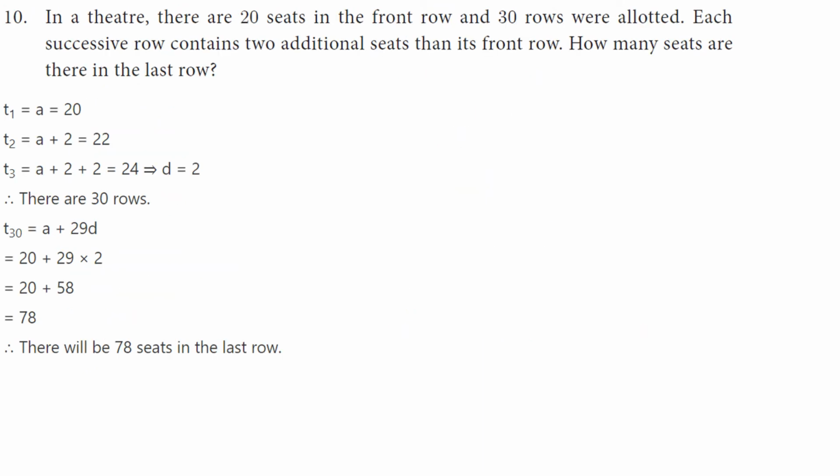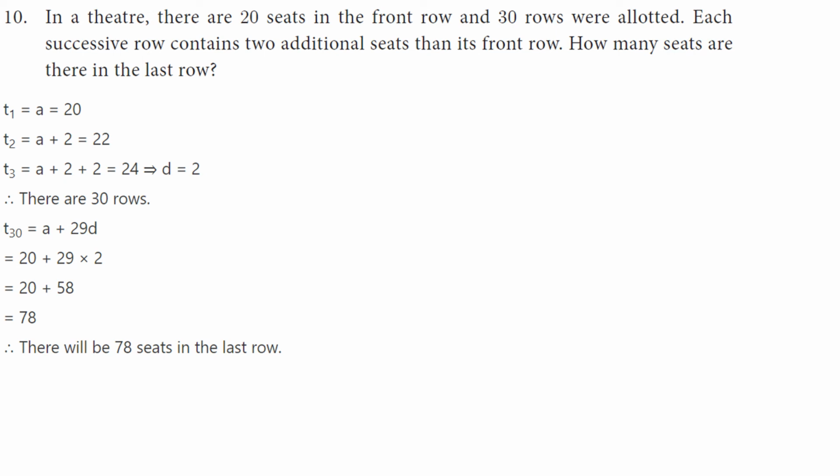In a theatre, there are 20 seats in the front row and 30 rows were allotted. Each successive row contains 2 additional seats than its front row. How many seats are there in the last row? So the first row, T1 equals A equals 20. 2 additional seats means the next row, T2, equals A plus 2 equals 22. Next, T3 equals A plus 2 plus 2, that is 24. That is D equals T2 minus T1, which is 2.